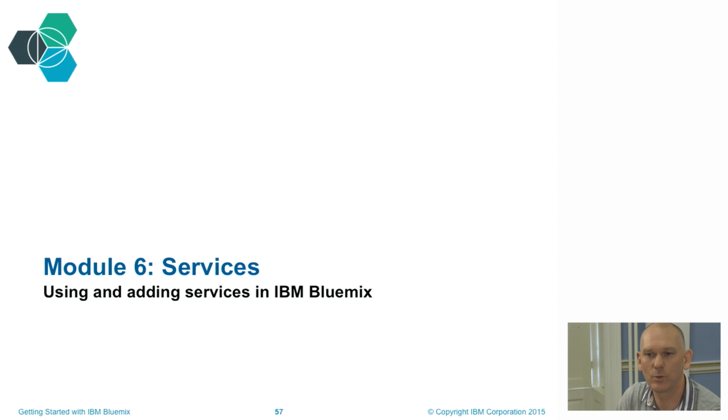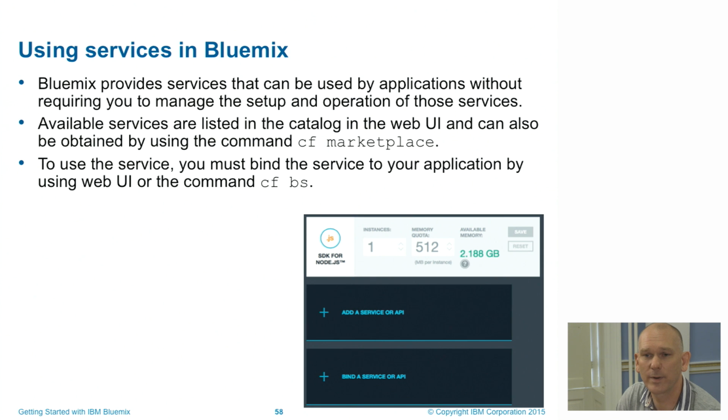Up to now, we've only used an application by itself. Module 6, we're going to look at how we add services to an application. So when we look at the catalogue, you'll see there are quite a number of services within Bluemix. And if you're on the command line, you can also see that catalogue using the cf marketplace command. And that allows you to see what services are available.